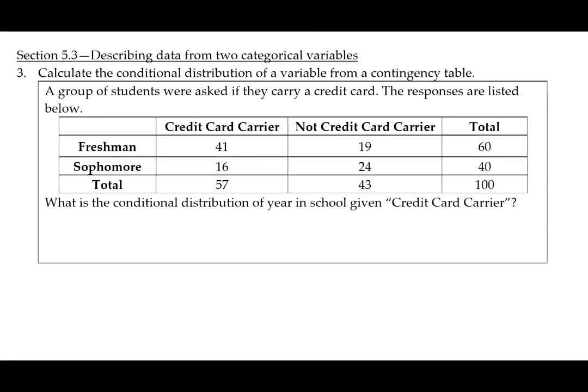Anytime you're being asked to compute a conditional distribution, you'll be given a specific category to focus on. So in this particular example, it says, given credit card carrier. That means that we are only interested in the credit card carrier column. The way to compute a conditional distribution is to take every value within the specific row or column and then divide by the row or column total. So since we're interested in the credit card carrier column, we'll compute the relative frequency of freshmen and sophomores divided by the total number of credit card carriers.